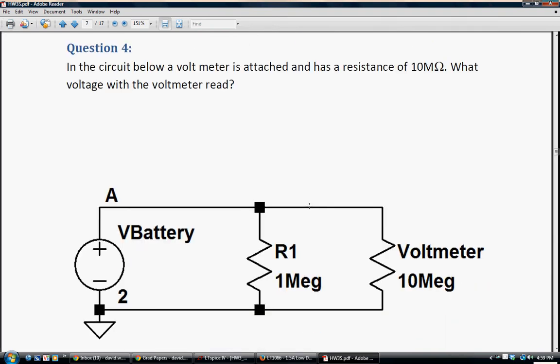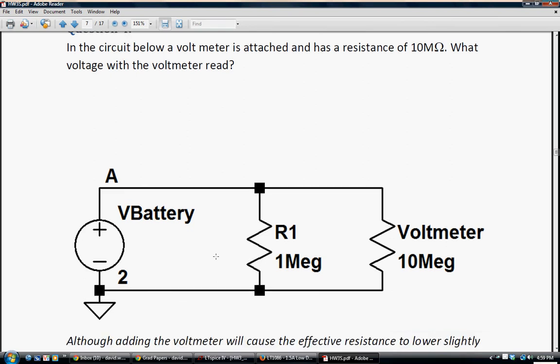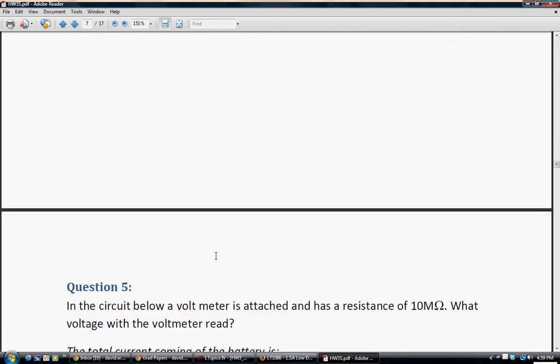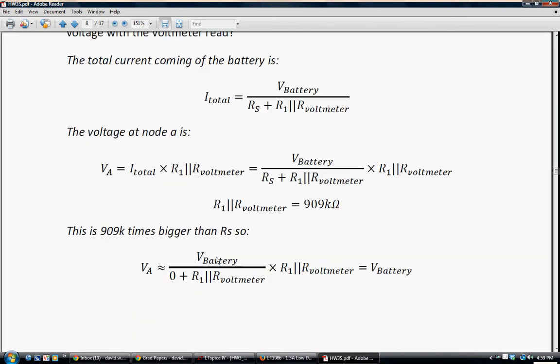Question 4, essentially, what will the voltmeter read? Even though adding a voltmeter will put these two resistances in series, and the current will slightly increase, the potential drop doesn't. And so the voltmeter will read the 2 volts.